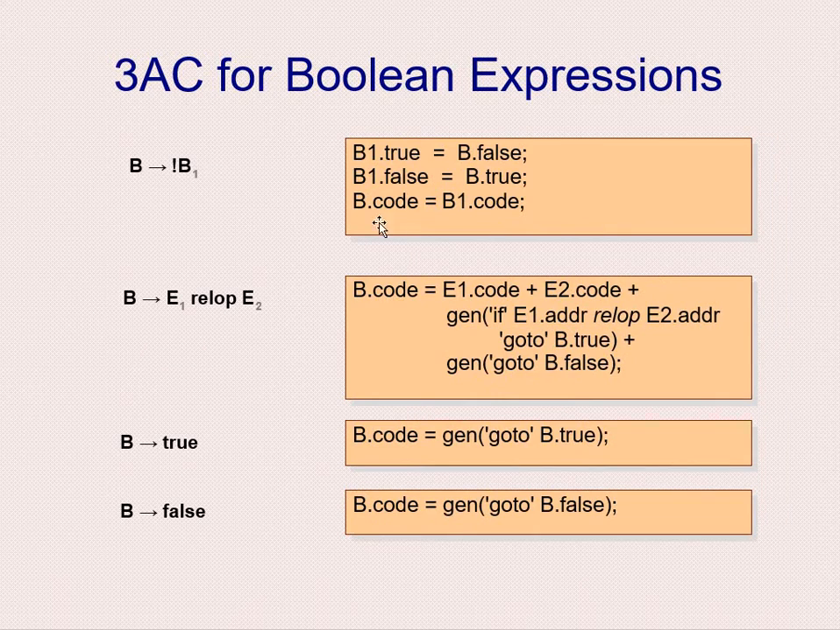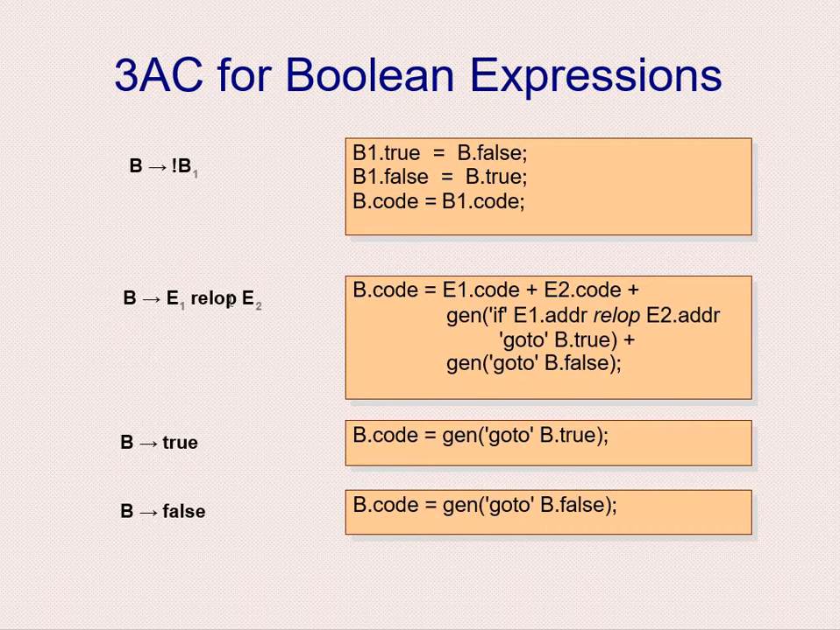In this manner we can say for not also, B generates not B1. So B1.true is B.false and B1.false is B.true. Whatever the value of B1, the opposite of that will be the value of B. So B.code equals B1.code. If B1 is true, then B will be false. If B1 is false, then B will be true. Like that we can represent three address code for Boolean expression.